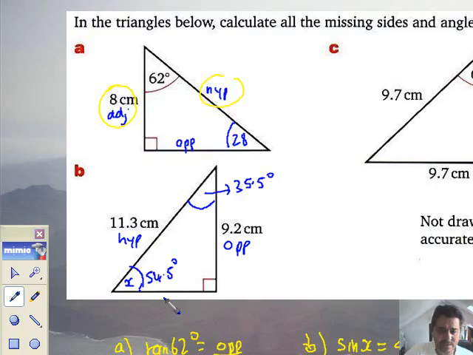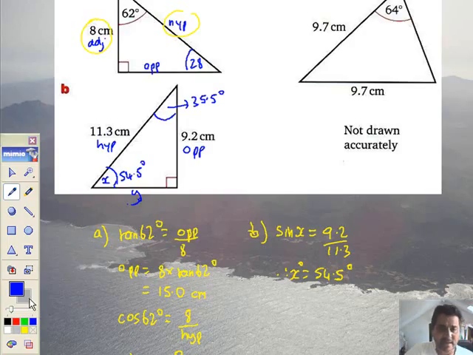So let's just do it in one step. Let's just call this y for argument's sake. So this is the length of y.